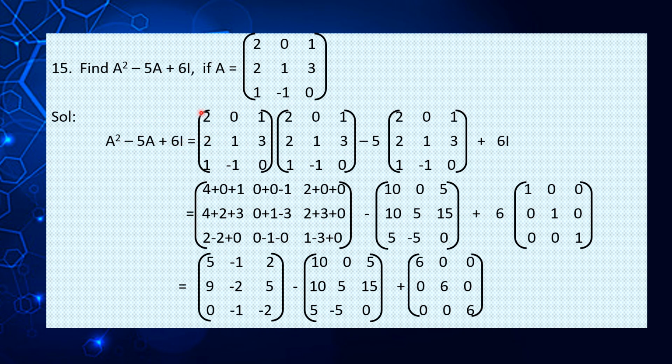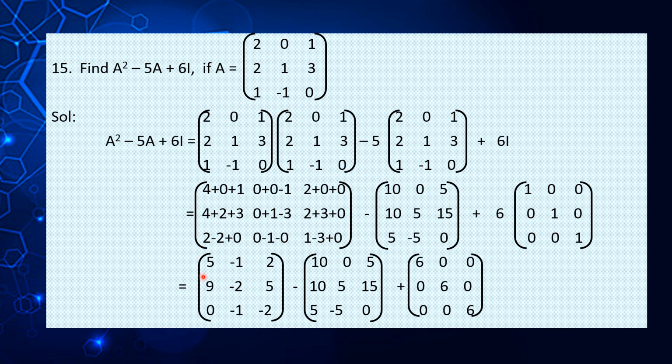So first, according to the question, we have to multiply A into A, that is A squared, [2 0 1; 2 1 3; 1 -1 0] into [2 0 1; 2 1 3; 1 -1 0], and subtract 5 into A, then add 6 into I. This gives 4 plus 0 plus 1, 0 plus 0 minus 1, 2 plus 0 plus 0, 4 plus 2 plus 3, 0 plus 1 minus 3, 2 plus 3 plus 0, 2 minus 2 plus 0, 0 minus 1 minus 0, 1 minus 3 plus 0, minus [10 0 5; 10 5 15; 5 -5 0], plus 6 into [1 0 0; 0 1 0; 0 0 1].